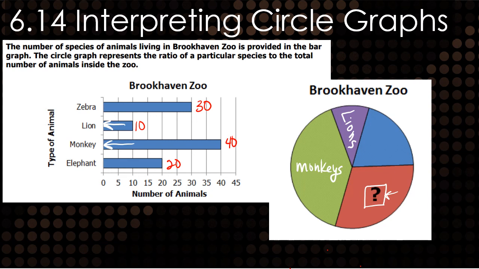So then we've got two pieces left. We have elephants and we have zebras. And we know that zebras should be the biggest piece left over here. So zebras, it looks like, should be the red piece. These are zebras. And elephants is the blue piece here. So we found that missing part, the question mark. This red piece right here belongs to the zebras.